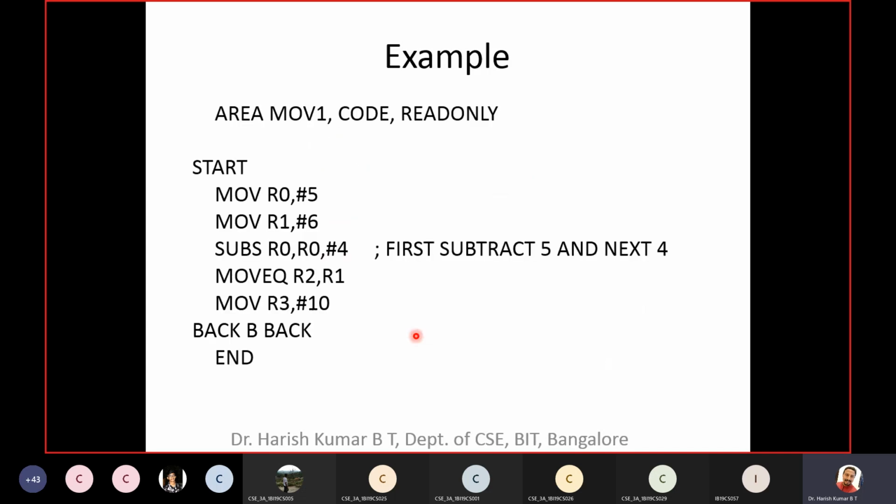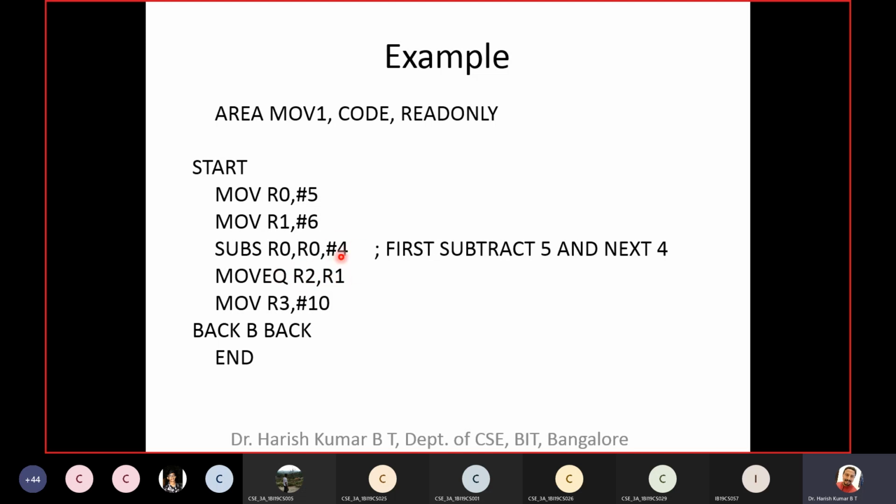So I think I showed you this example. So this example is done already. We have taken the value of R0 as 5 here and R1 as 6. Now I'm trying to subtract 4 from 5. So now the value of R0 is a non-zero value, so we don't have the zero flag set. And I'm checking the condition here, MOVEQ R2, R1. Since the zero flag is not set, this will not get executed. It will ignore the execution of this statement.